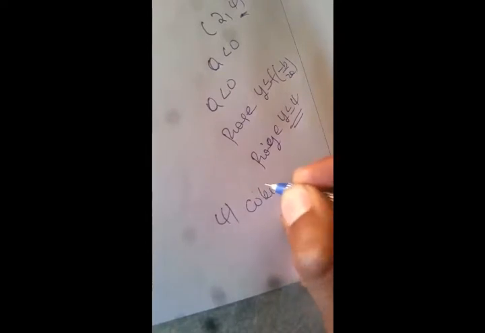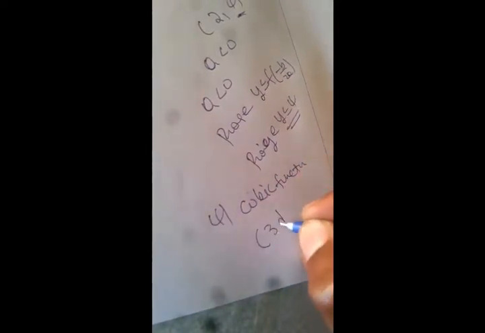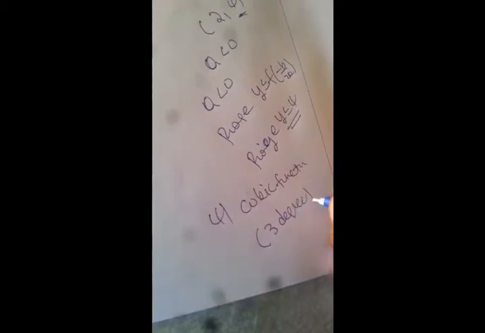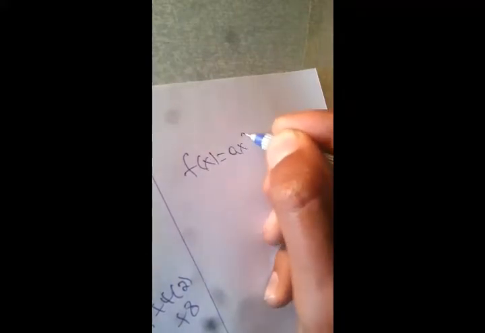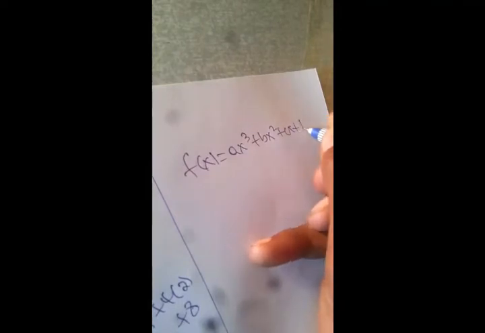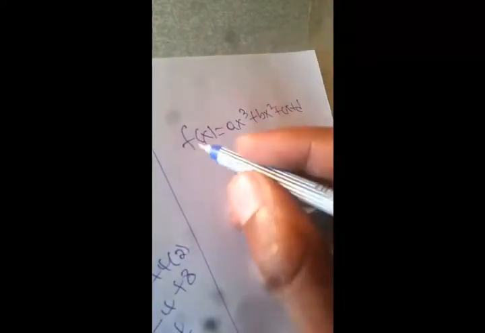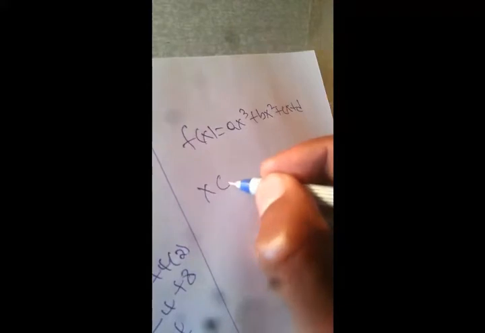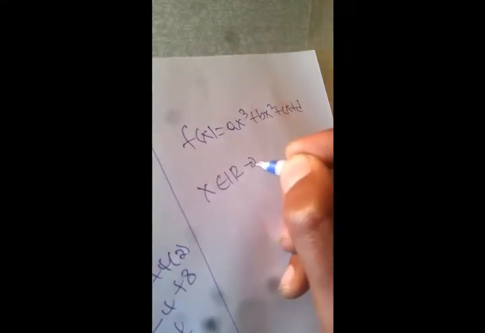cubic function, or third degree. It has a general formula of f of x is equal to ax cubed plus bx squared plus cx plus d. Therefore, its domain is x, an element of real number. Why did I say it is an element of real number?